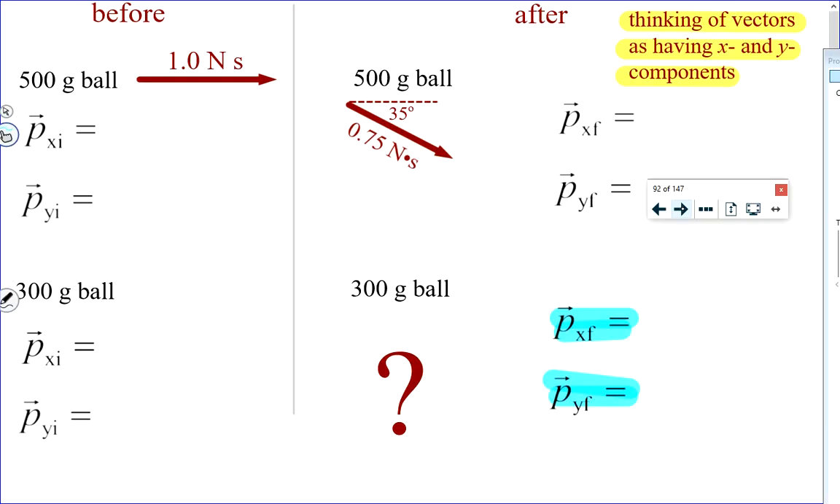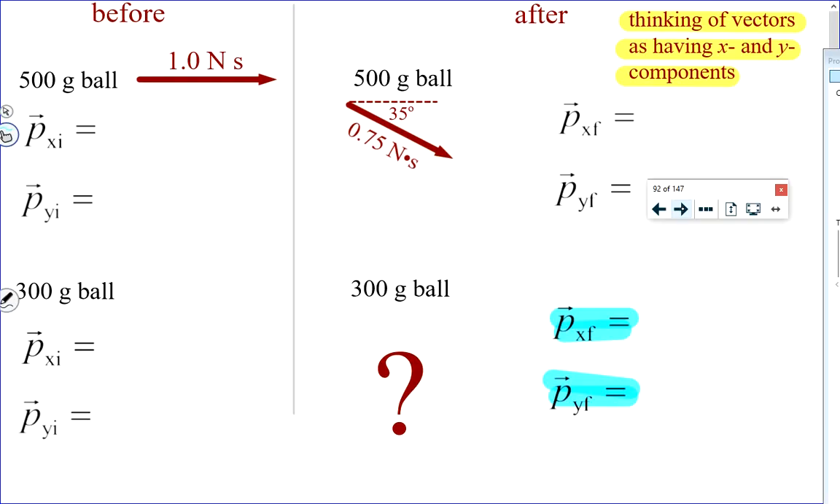So what I'm going to ask everybody to do here in a minute when I tell you is to pause the video and calculate all 6, or write down all 6 of those components. The x and y component for the 500-gram before, the x and y component for the 500-gram after, the x and y component for the 300-gram ball before.